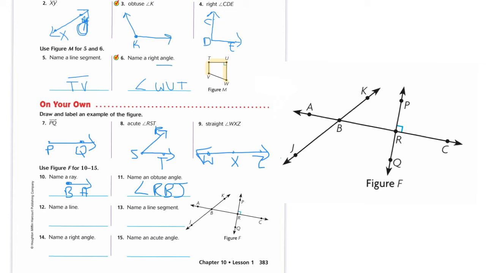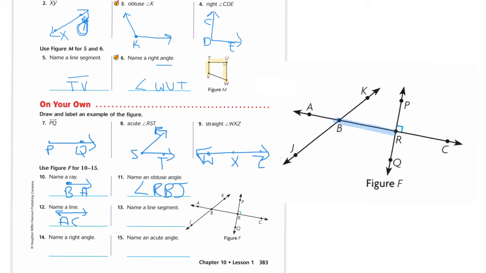So for number 12, I'm going to pick the easiest one I see, this one right here. Make my life easy. Work smarter, not harder, right? So name a line. You want to make sure you have the arrows up at the top. A, C, that would work. And a line segment, which I am going to choose. I'm going to do this one right here. I think this is a good one. BR.